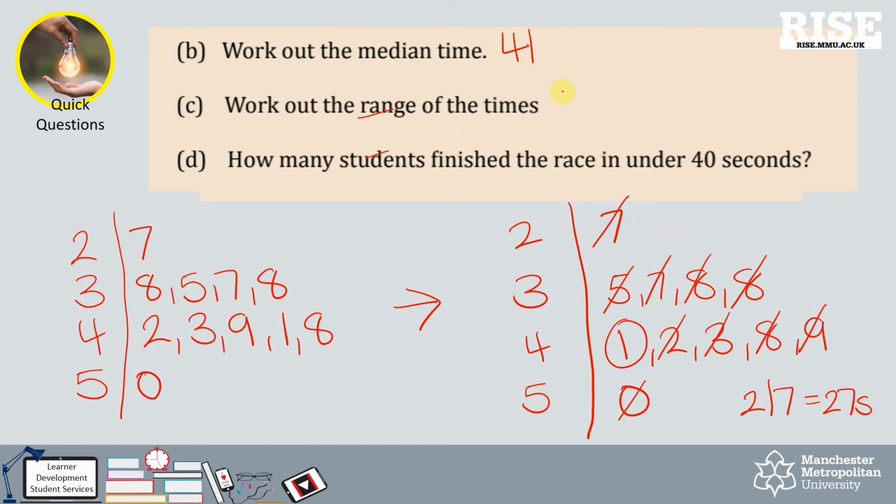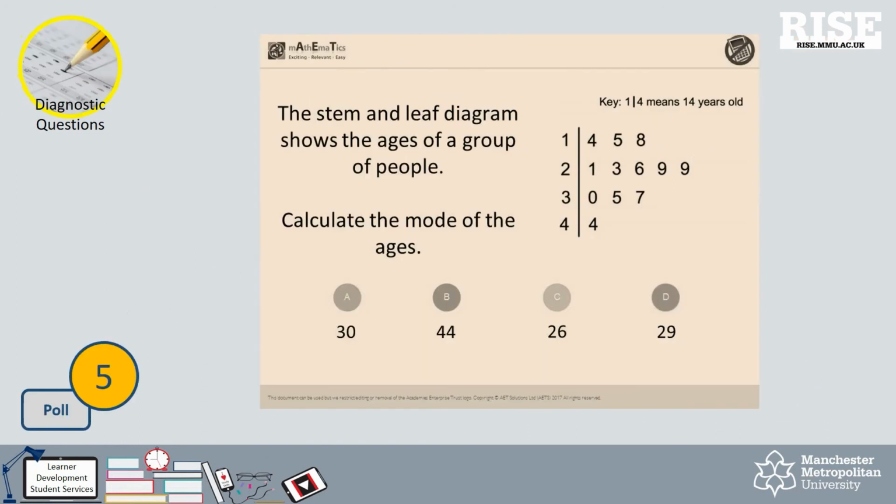The range is the biggest time, so that was 50. Take away the 27, which is the smallest time. That would be 23 seconds. And how many students finished the race in under 40 seconds? So that's this 27, 35, 37, and 2 people under 38. So that was 5 students.